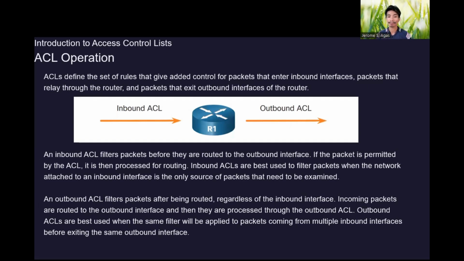Now when you say the inbound ACL and the outbound ACL, they define a set of rules that give added control for the packets entering the inbound interfaces, the packets relayed through the router, and the packets exiting the outbound interfaces of the router. As the figure shown in the screen, the inbound ACL controls what's incoming. On the other hand, the outbound ACL controls the outgoing actions. The inbound ACL is applied to incoming network traffic, determining what is allowed or denied when data enters the network or services. It filters the traffic coming from external sources into an internal network.